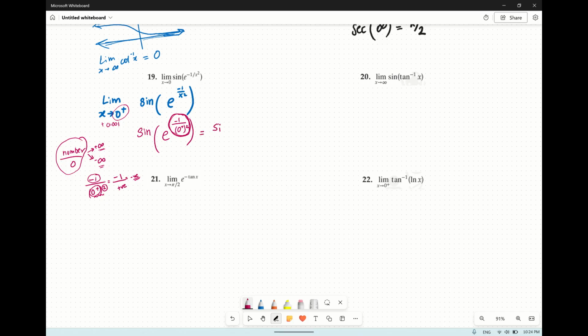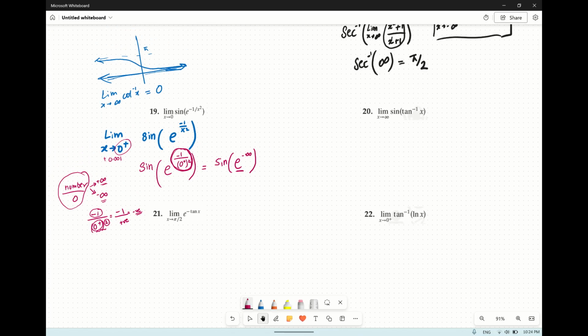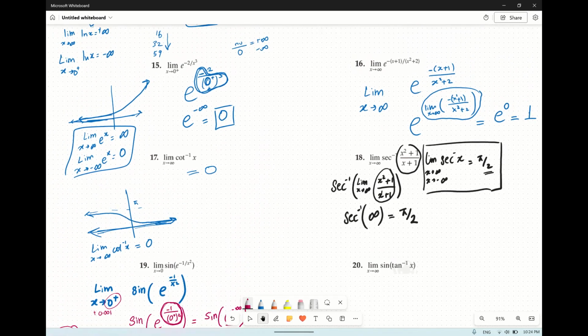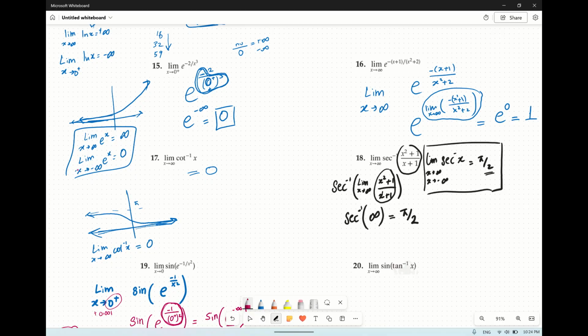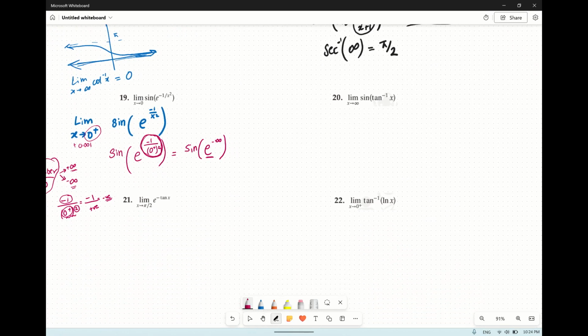So this is going to be equal to sine of e power negative infinity. Now what do I know about e power negative infinity? From this question, we said as x goes to negative infinity, the e is 0. So now I will end up with sine of 0. Now what do you know about sine 0? Sine 0 is just 0. And now we found the limit from the right.